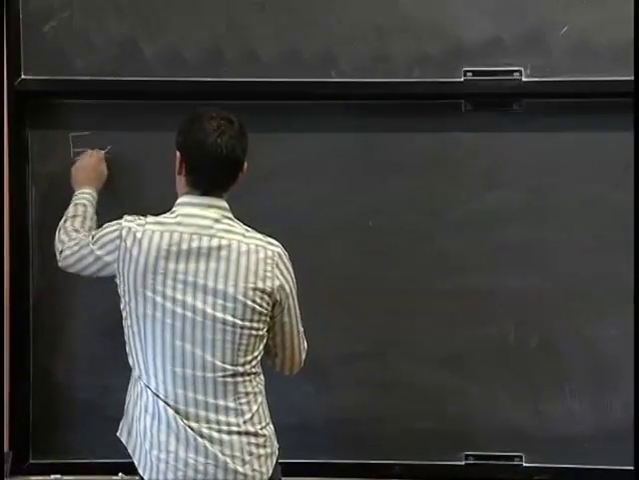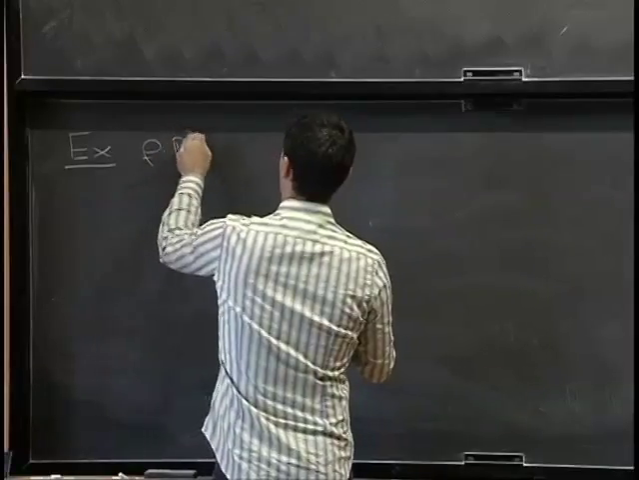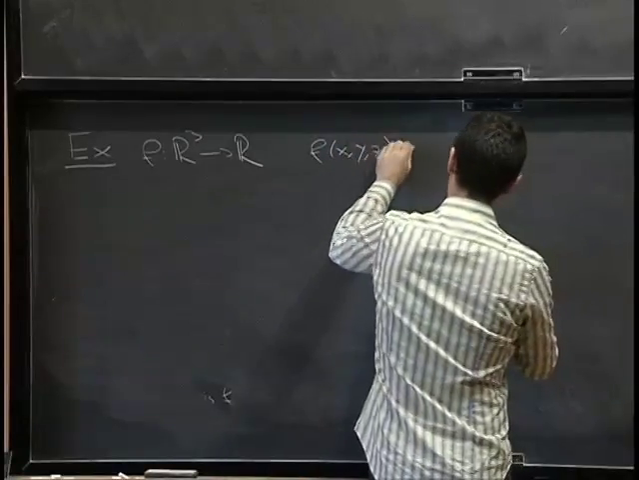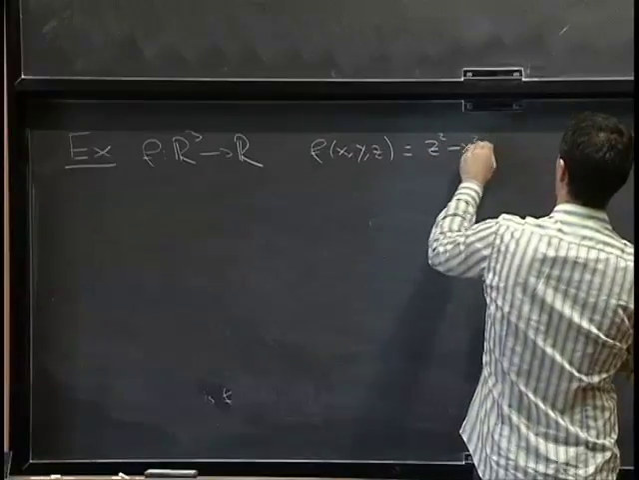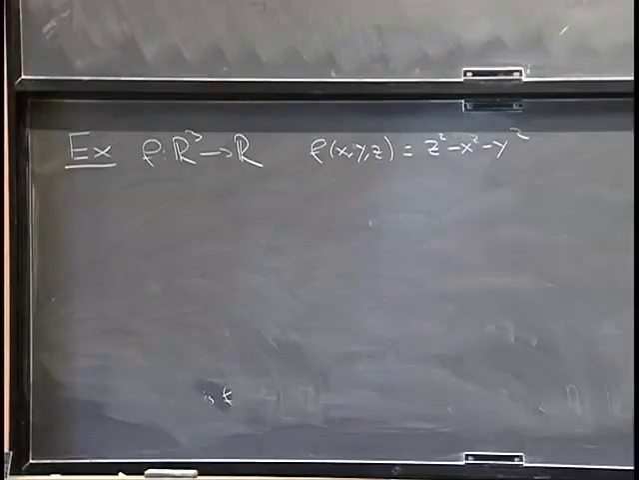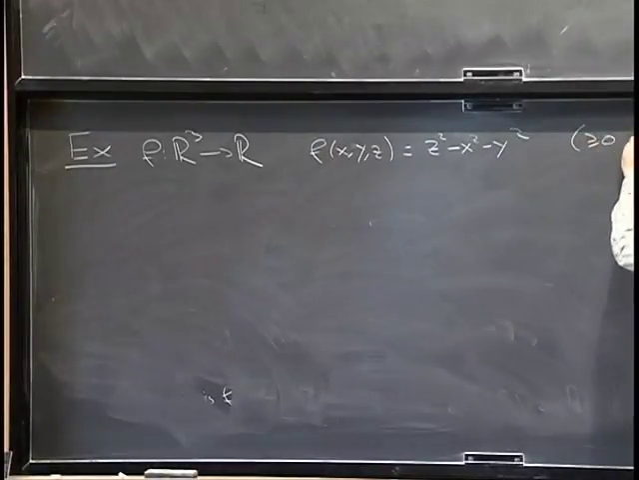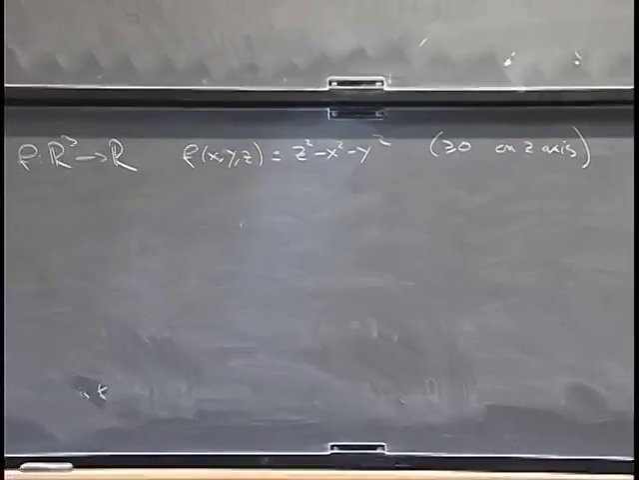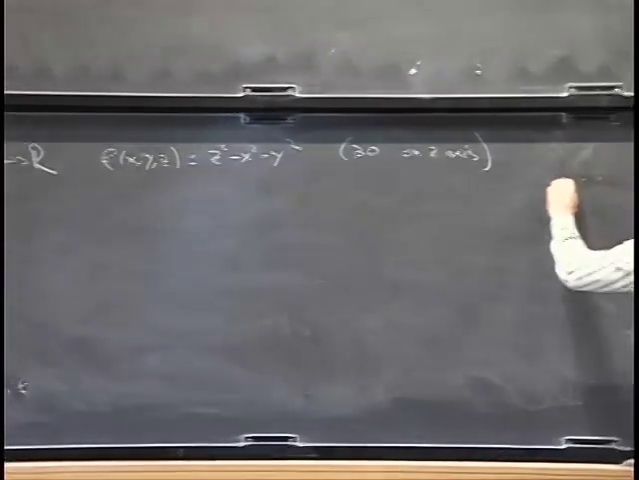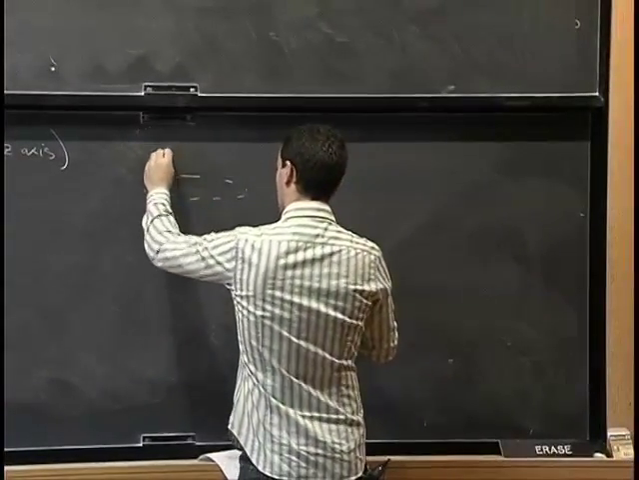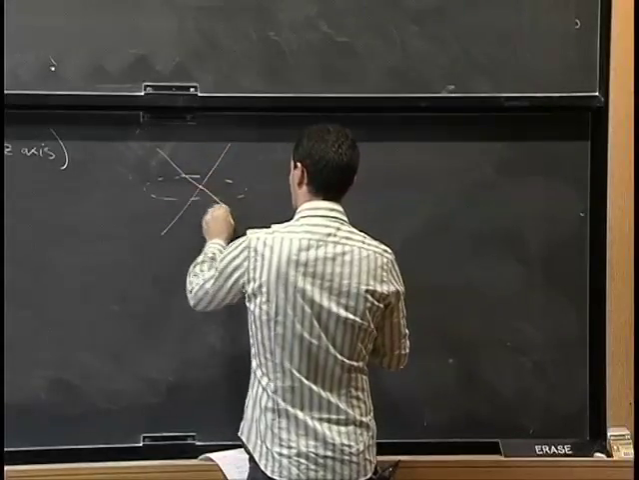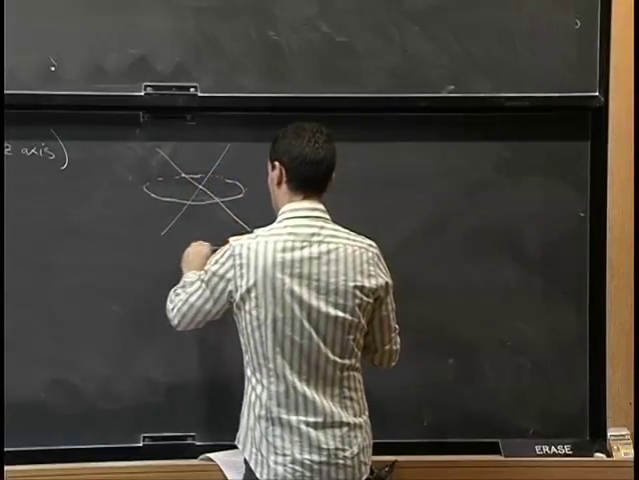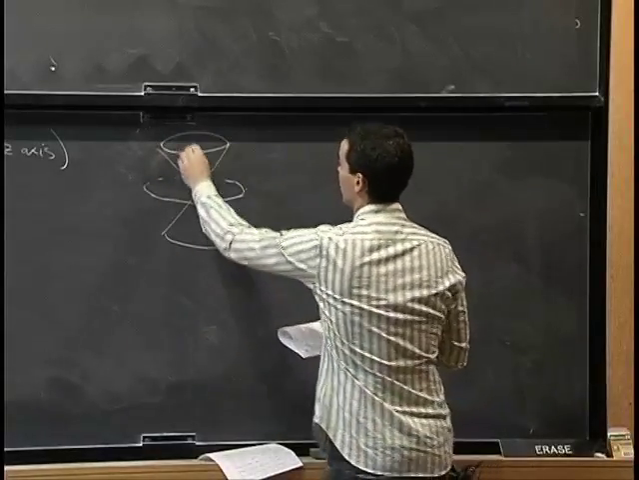Example: I consider this function from R3 into R defined as z squared minus x squared minus y squared. Notice that it is always greater or equal than 0 on the z-axis. Let's try to draw a sort of graph of this function. The zero set will be just this cone. Here the function is positive.